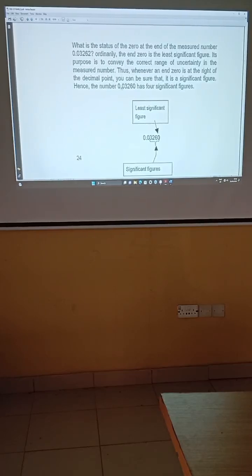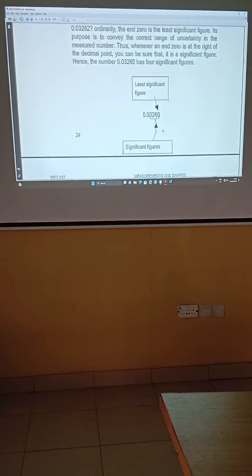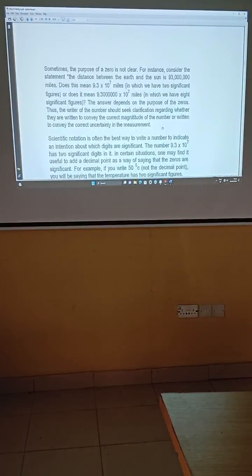Consider this now, 0.03260. We say it has, how many significant figures does it have? It has 4 significant figures, because the 0 here becomes significant because of these real numbers that appeared before the 0. So the zeros before the numbers are not significant, but the zeros that appear after real numbers are often considered as significant. But the last 0 is often considered as the least significant figure, as we rightly said earlier.